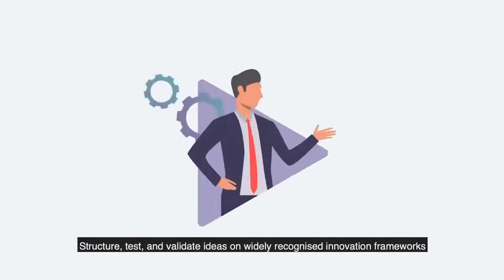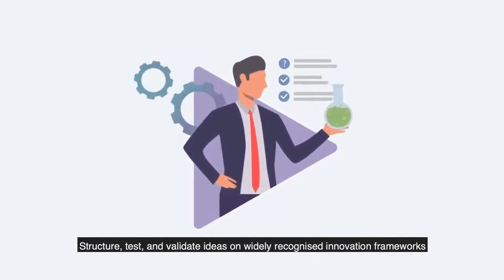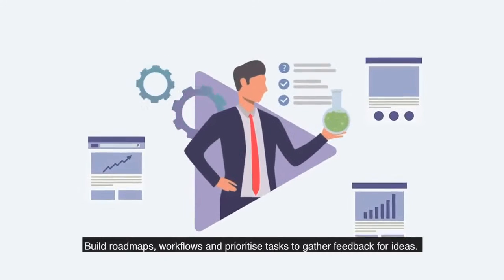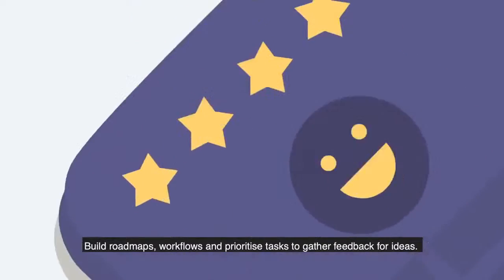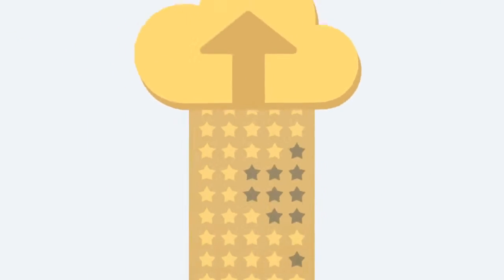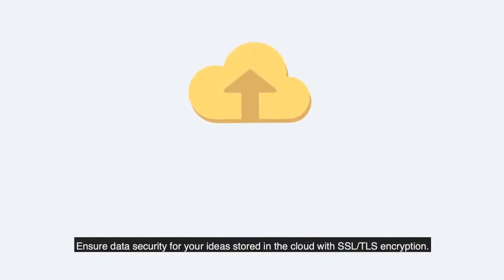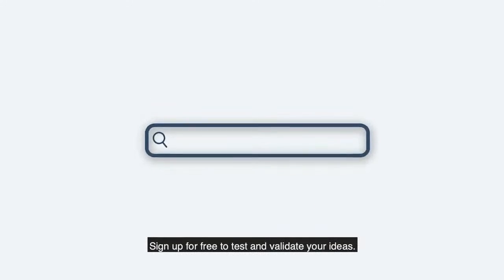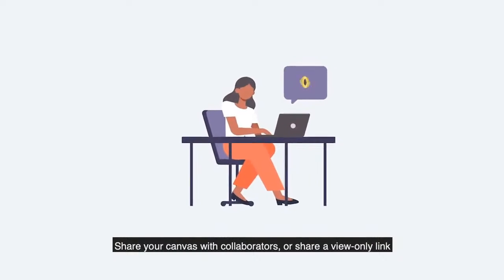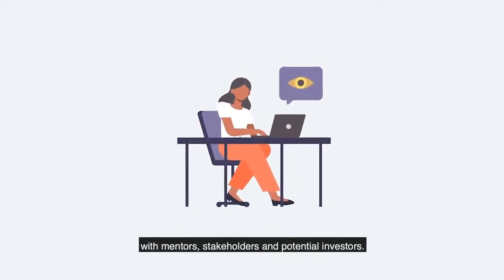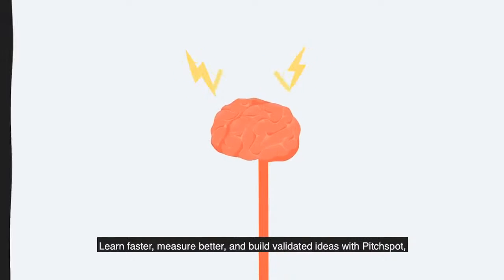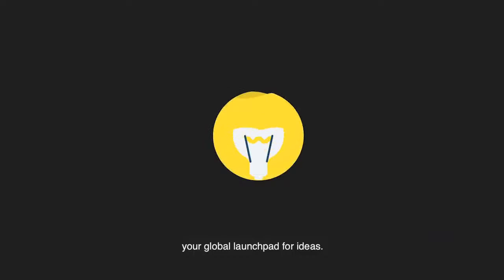Here's how it works. Structure, test, and validate ideas on widely recognized innovation frameworks, such as the Business Model Canvas. Build roadmaps, workflows, and prioritize tasks to gather feedback for ideas. Ensure data security for your ideas stored in the cloud with SSL TLS encryption. Sign up for free to test and validate your ideas. Share your canvas with collaborators or share a view-only link with mentors, stakeholders, and potential investors. Learn faster, measure better, and build validated ideas with PitchSpot, your global launchpad for ideas.